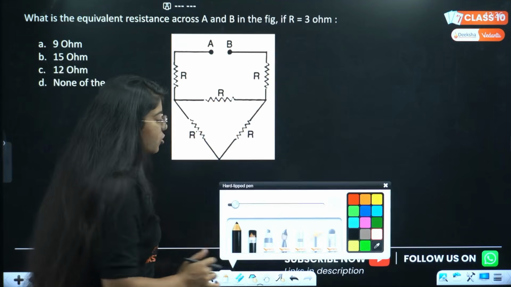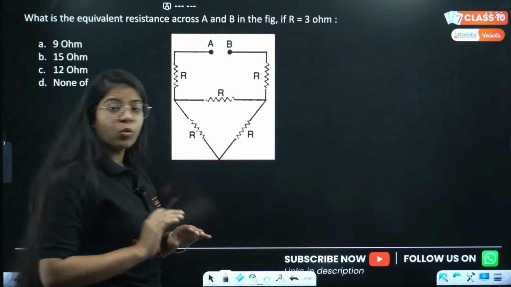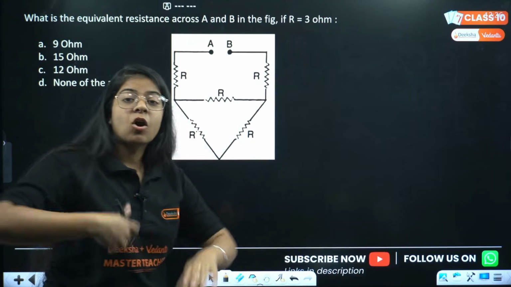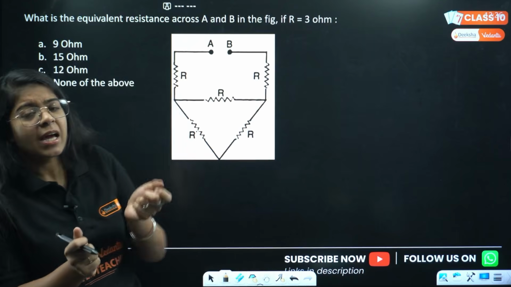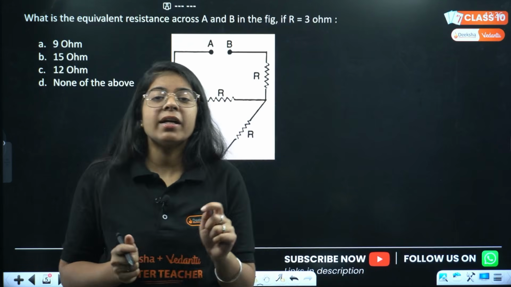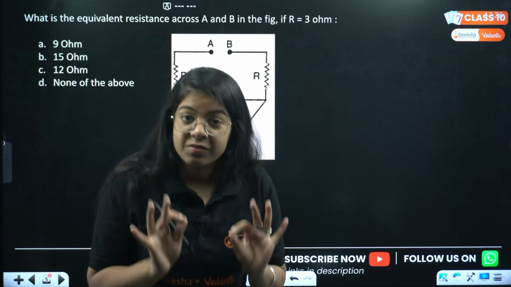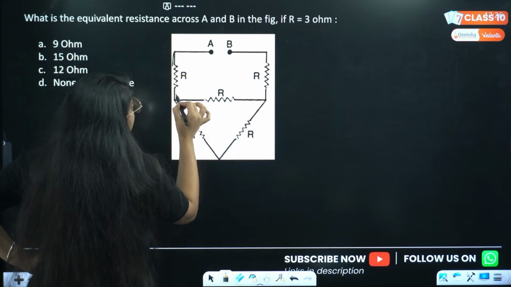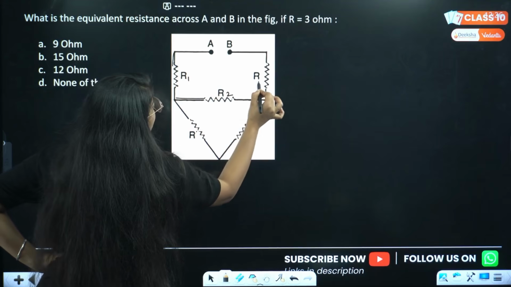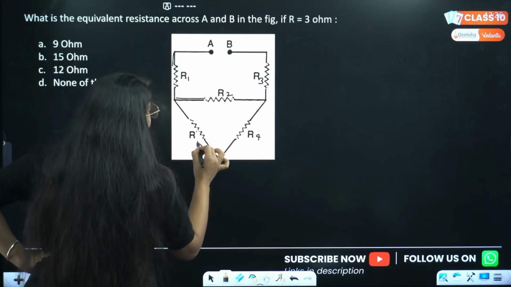How do you approach this question? As soon as you get a question which is a combination of resistances, what do you do? The first step is to find a circuit that is in series. First, find a circuit that is in series. Now, let's name these R1, 2, 3, 4, 5. Okay, named them.